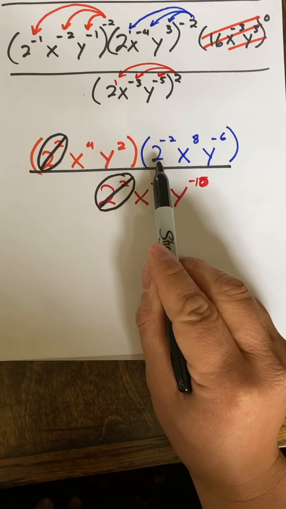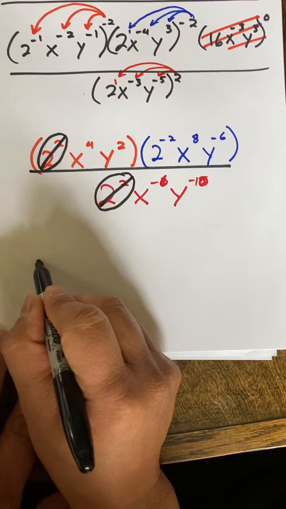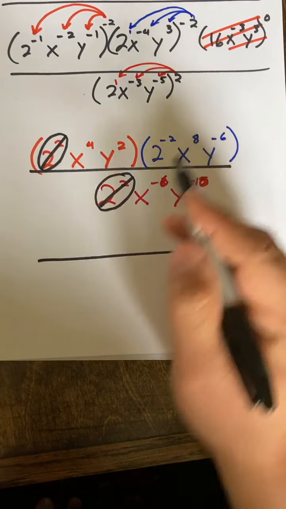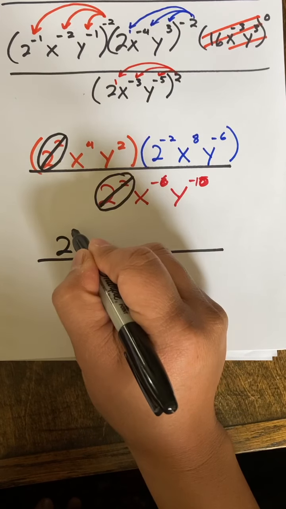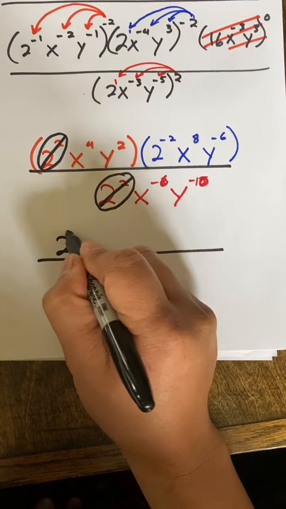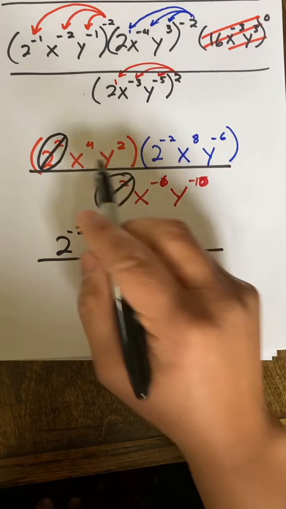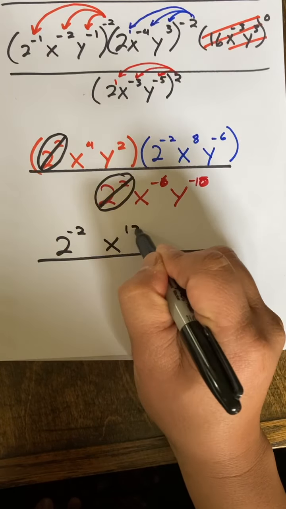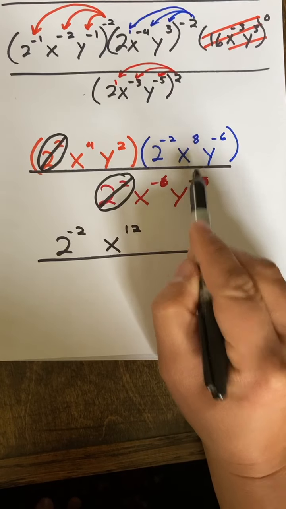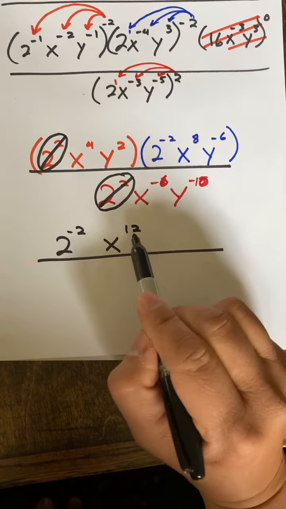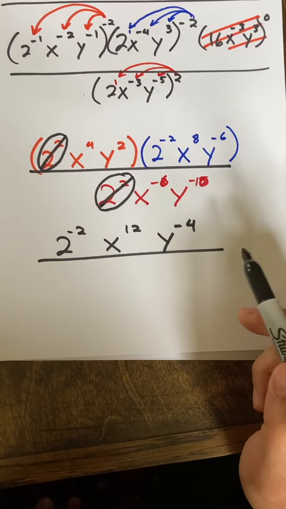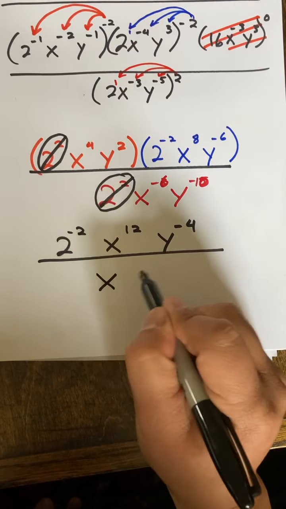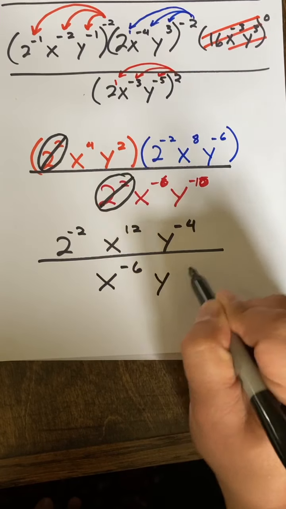The only number I have left in the numerator is 2 to the -2 power, which is, well, I better write it out. Just 2 to the -2. My x's in the numerator, I have 12 of those. X to the 4th times x to the 8th power is 4 plus 8 on the exponents there. And here I'll have y to the -4. 2 combined with the -6 will give me the -4. And then in the denominator, x to the 6, y to the -10.